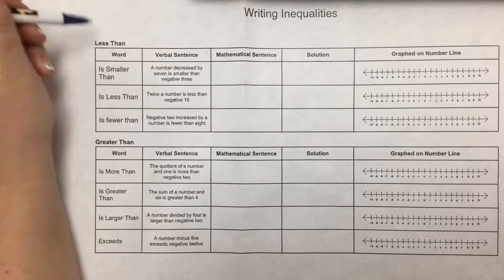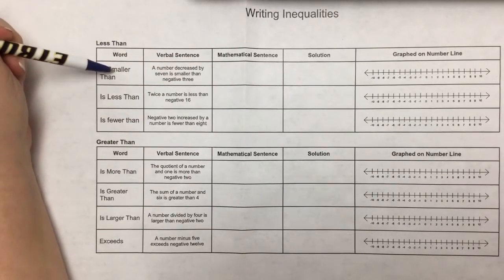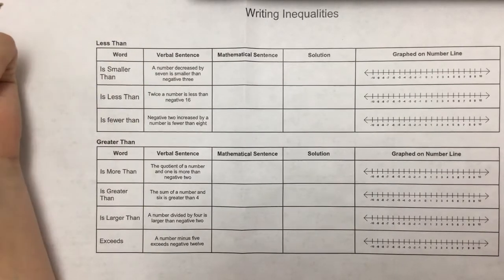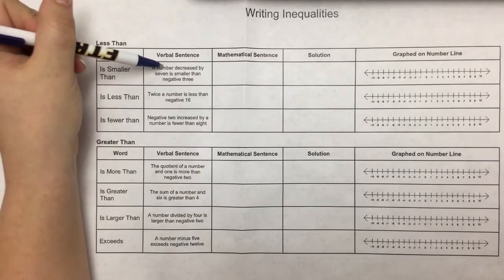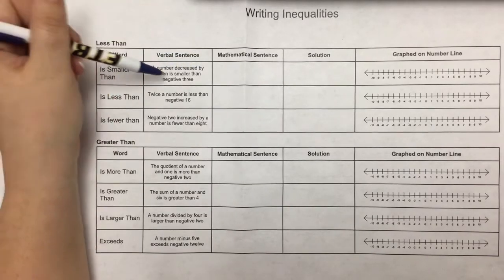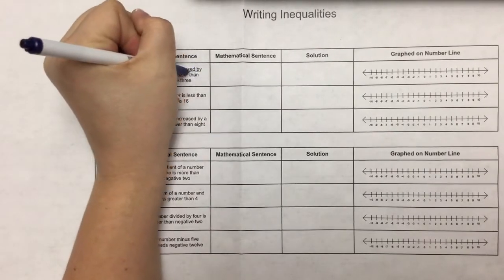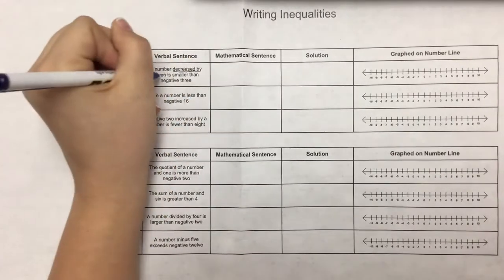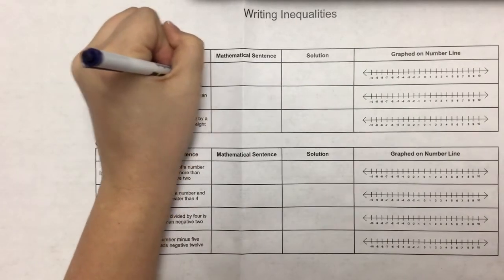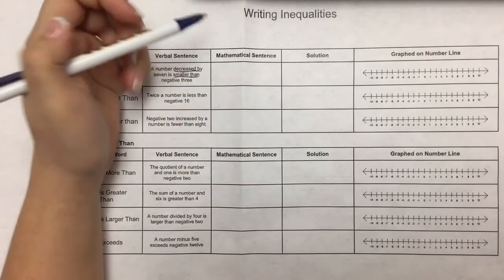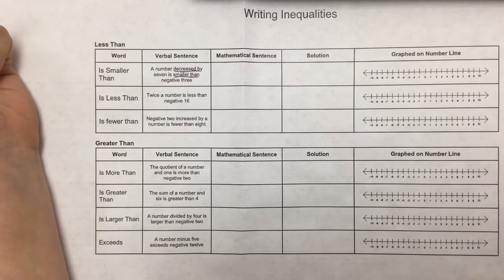We're looking at less than. So keywords for less than are smaller than, less than, fewer than. We're looking at a number decreased by 7 is smaller than -3. The words decreased by and smaller than are our key words. They're what tell us what our mathematical sentence is going to look like.